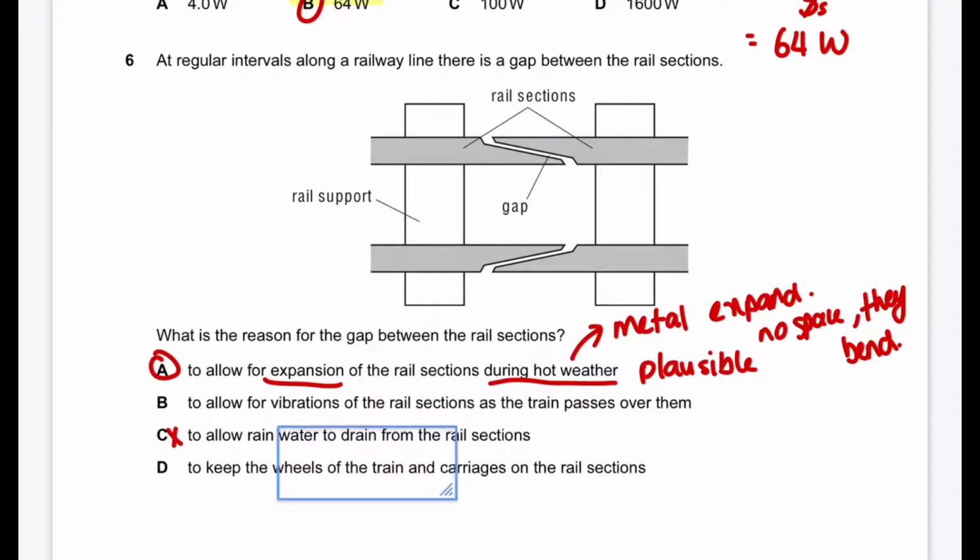To keep the wheels of the train and the carriages on the rail section. In my opinion, to keep the wheels of the train and carriages on the rail section, it should be the design. Let me write here: design of the rail section, not the existence of the gap. So option A matches, or is the most possible reason for the existence of the gap.